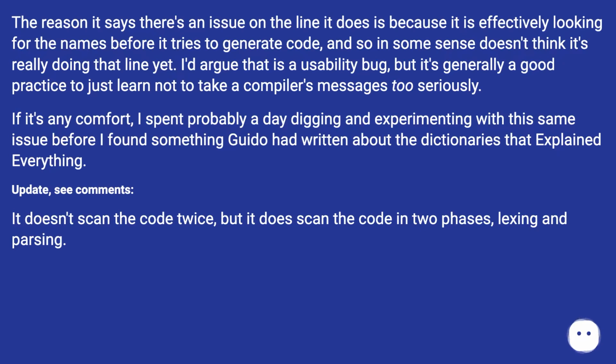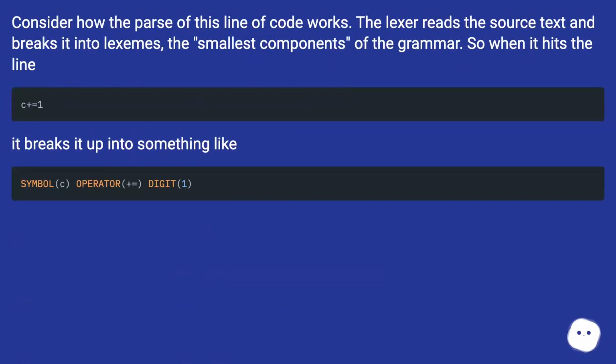Update, see comments. It doesn't scan the code twice, but it does scan the code in two phases, lexing and parsing. Consider how the parse of this line of code works. The lexer reads the source text and breaks it into lexemes, the smallest components of the grammar. So when it hits the line, it breaks it up into something like this.